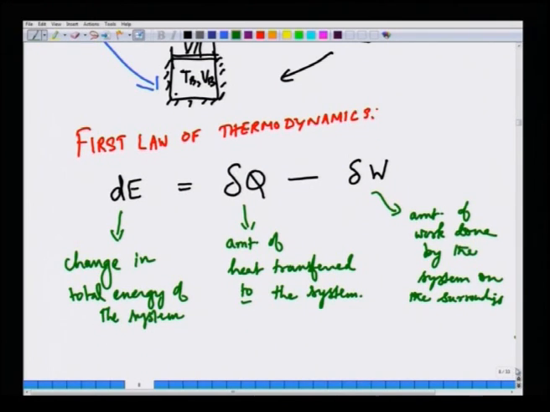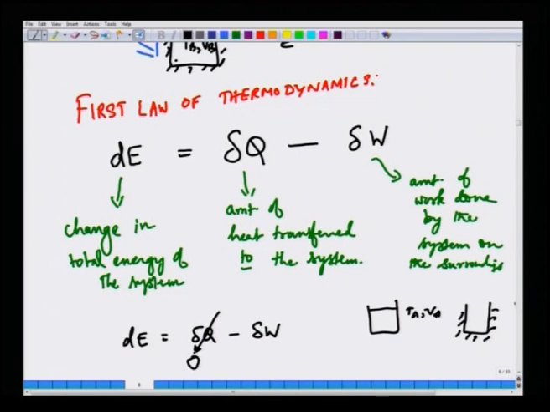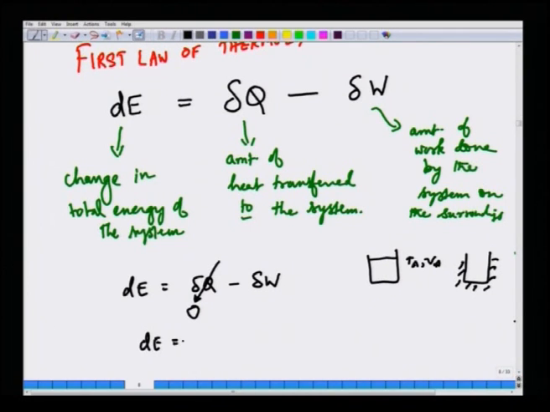Let me write this equation again: dE is del Q minus del W. In the first case we had a system at Ta, Va, and you insulate the system. When you insulate the system, there is no heat transfer with the surroundings, so del Q is 0. So the change in energy is equal to minus del W. If you do work on the system, then del W is negative, so negative of negative is positive. So the energy increase is positive, that is, the system has increased its energy, which is what we said, and it makes intuitive sense as well.